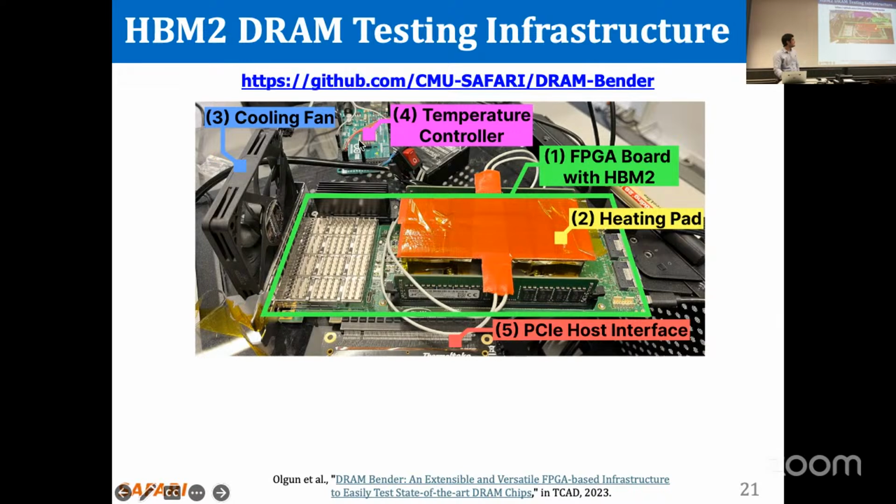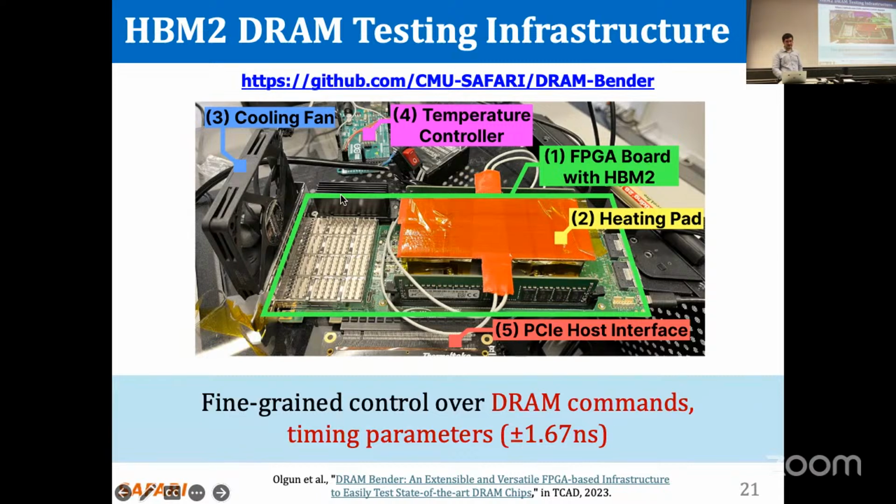We have a cooling fan that we use to cool the thing down a bit, but it's a very, very ad hoc setup, as you can see. Anyways, we have the Arduino temperature controller that controls both the heating pad and the cooling fan to stabilize the temperature at a given point. This setup gives us fine-grained control over DRAM commands, and we can issue commands back-to-back with as low as 1.67 nanosecond latency.